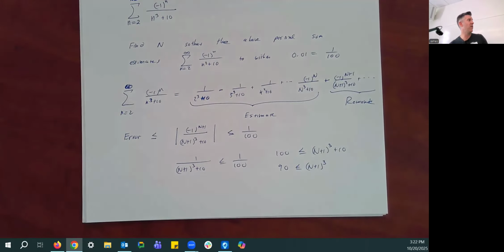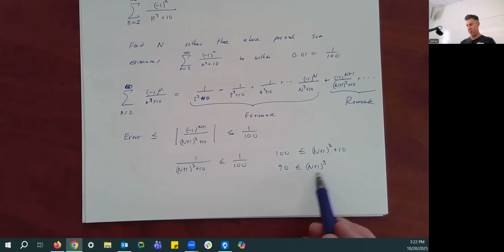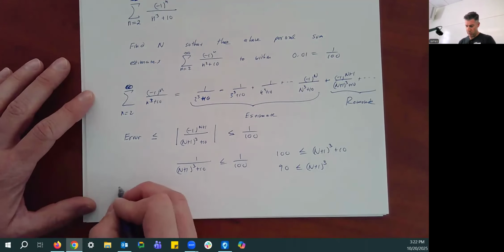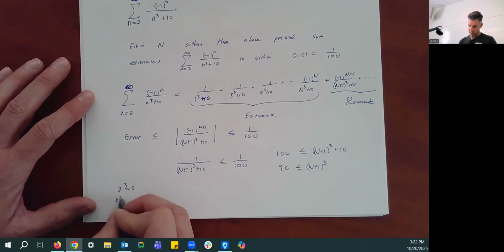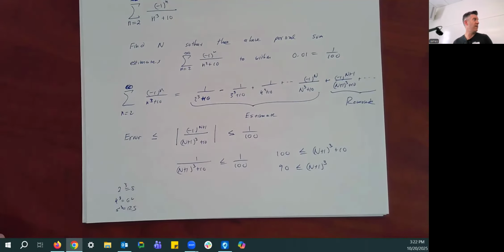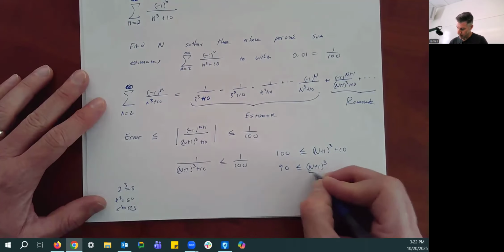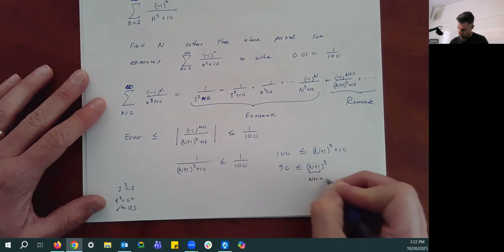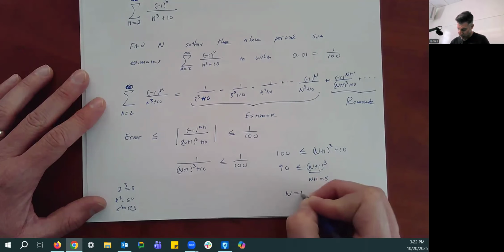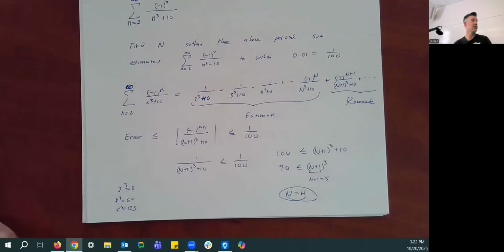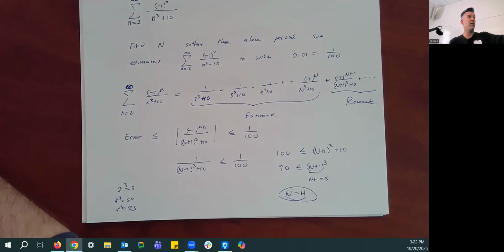And at this point, I would probably just try to guess a number. I don't find any value in multiplying this out, trying to solve for it. I'm just gonna say, well, let's see. 2 cubed is 8, 4 cubed is 64, 5 cubed is 125. So 5 is gonna do it. So I need n plus 1 to equal 5. So I think I need n to equal 4. But a bigger number also would have been sufficient, depending on how it's phrased.